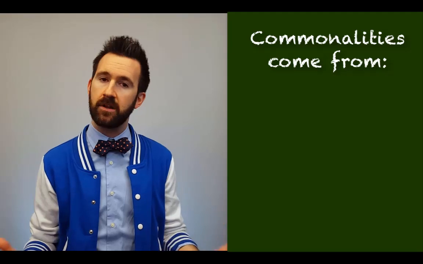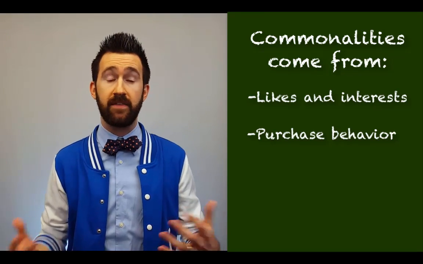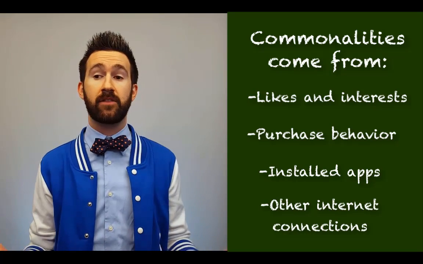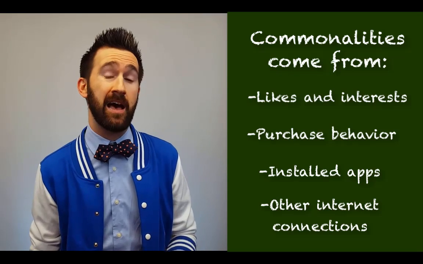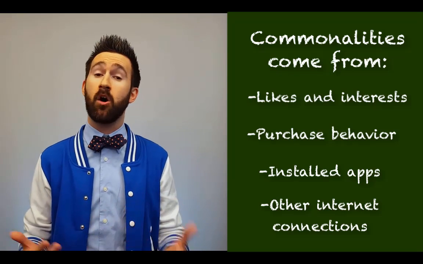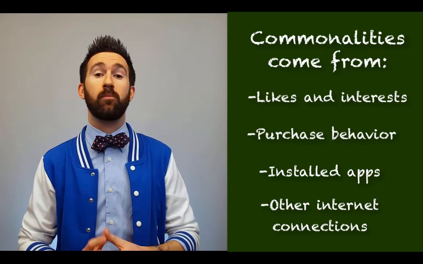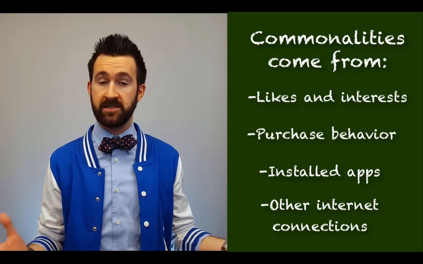So where do those commonalities come from? Well, it can definitely come from their likes and interests, but it can also come from their purchase behavior, the apps they have on their phone or their tablet, other connections they have out there on the internet, anything that the channel might know that you might not know about those users. And the resulting audience will not have any of the people in your custom list inside of it. It will be similar to, but not exactly the same, just based on the other signal that exists within the marketplace.